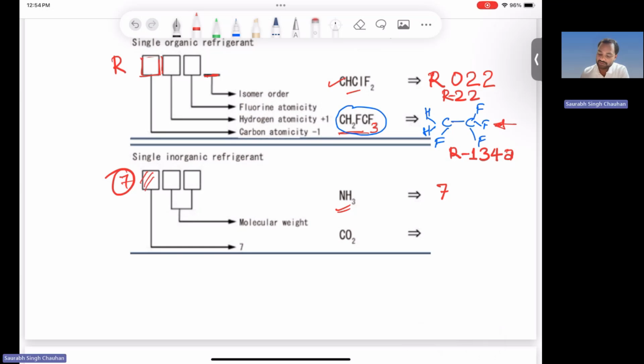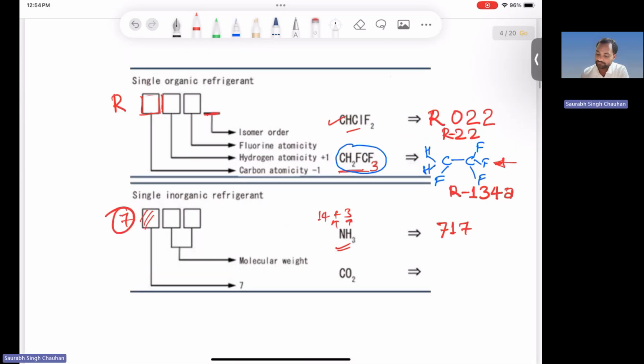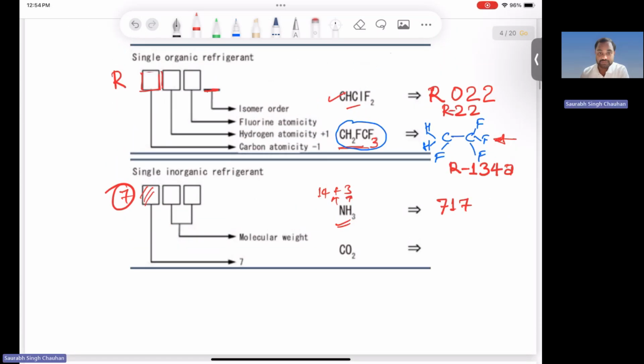Molecular weight of ammonia. If you calculate, it is 14 for nitrogen and 3 for hydrogen, so 17. So 717. This is the name for ammonia, and of course, you will have to put one R.